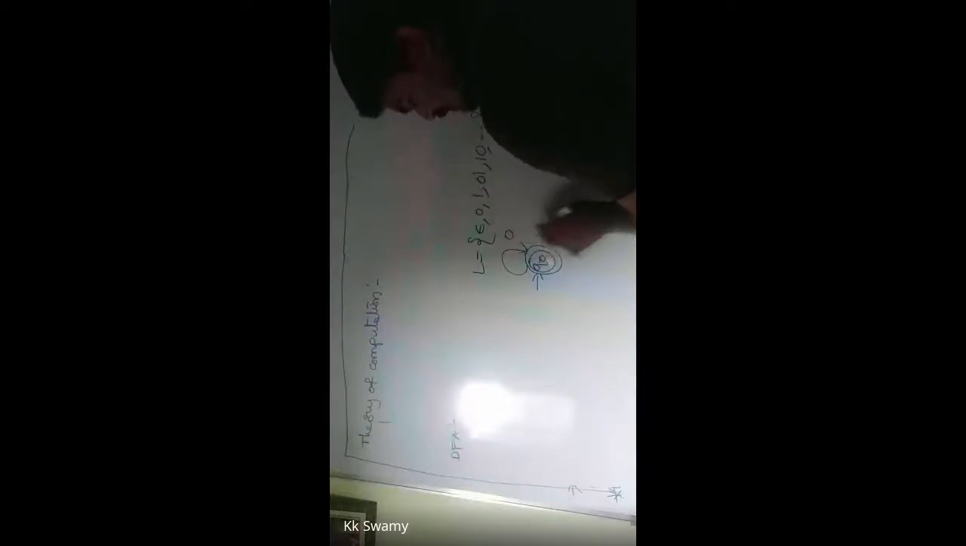Now 0 should be accepted. Does it belong to the DFA yet? No, because here we have two input symbols. We have to define the two input symbols from Q naught, then only it is considered a DFA. If I give Q naught a self loop on 0, no problem. 0 is accepted, 2 zeros accepted, 3 zeros accepted. Any number of zeros are accepted.